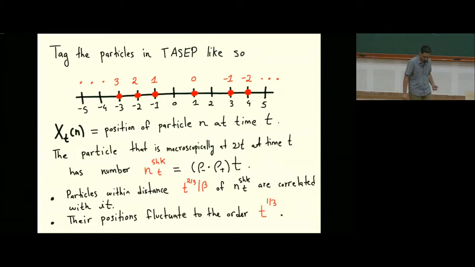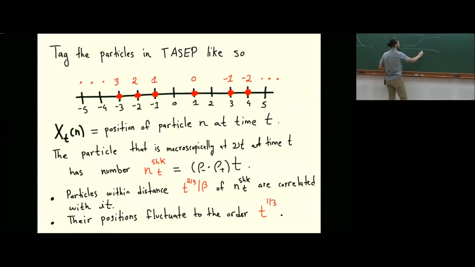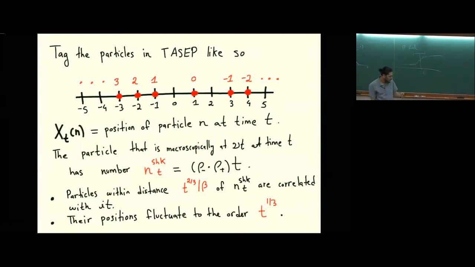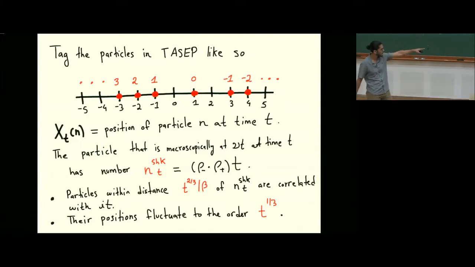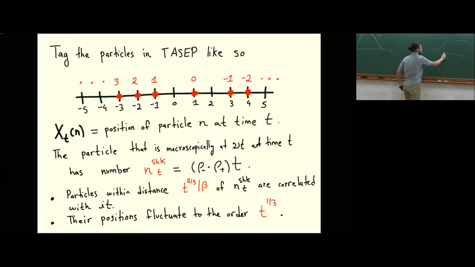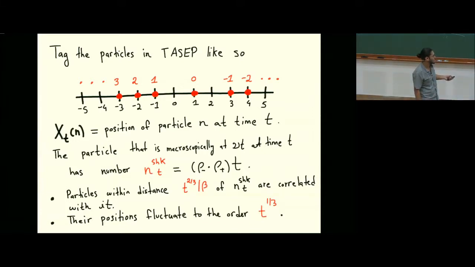And now you need to do a little calculation to see where the shock is macroscopically. Okay, so we know that the shock is at position nu t. So macroscopically, the particle that hangs around this position nu t is going to have a number which is the product of the two densities times t. If you follow that particle up to time t, it's going to be macroscopically in this location, and I'm going to call it n shock at time t.